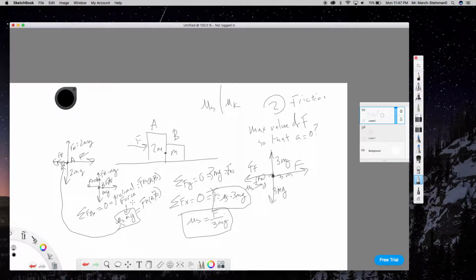So going to the left for A, we have this normal force plus the frictional force on block A, and that's going to equal my applied force toward the right that I apply right here. And that's because we're in equilibrium.